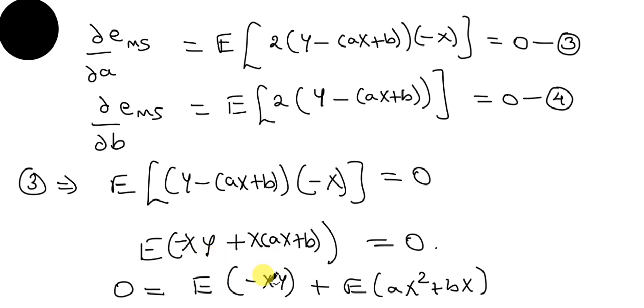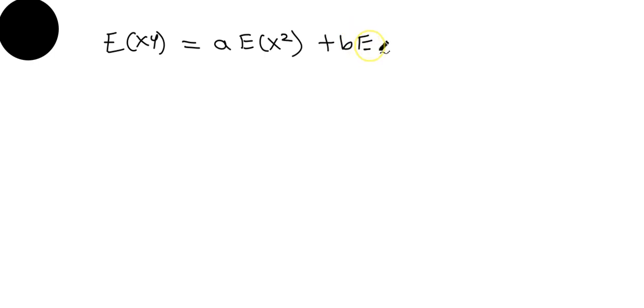Now let me see what happens when I consider this particular expansion. I will take this E of minus xy to the other side. So I will have E of xy, and this value is now equal to a into E of x squared plus b E of x.